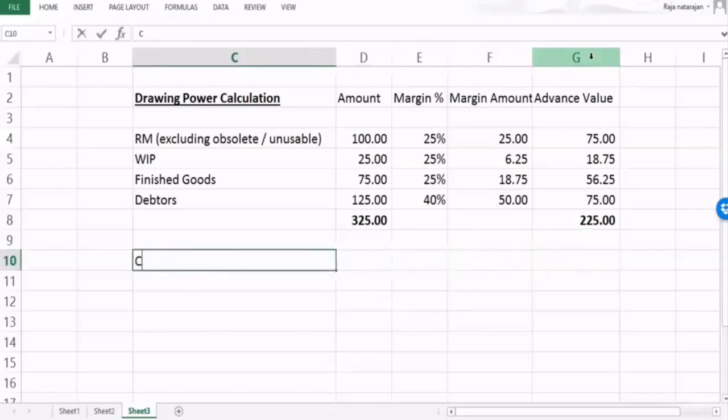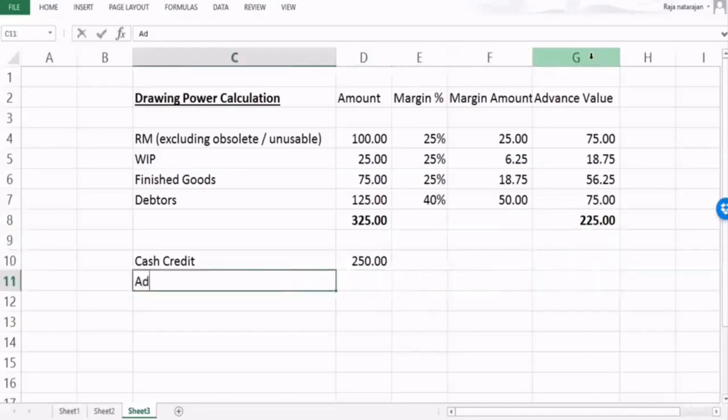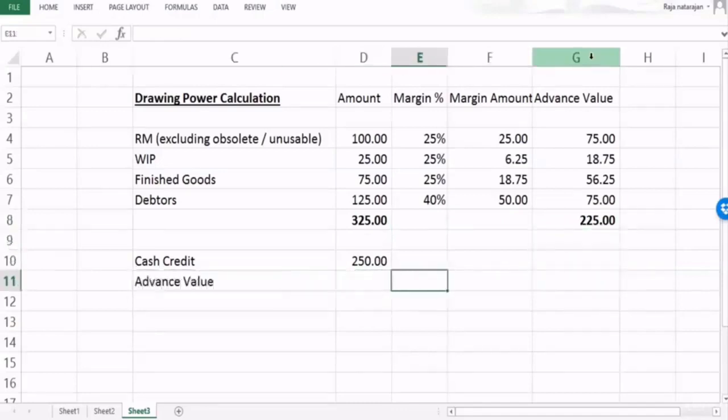Okay, so let's see what is the cash credit that has been sanctioned. Let's say the cash credit that was sanctioned is 250 million, whereas the advance value what you have now is 225 million. Okay, advance value what we have now is 225 million.